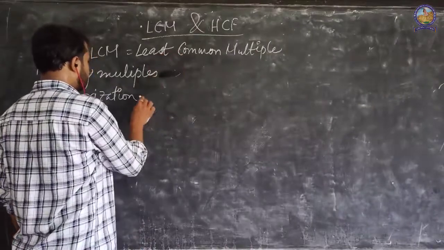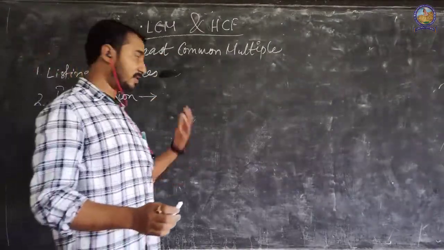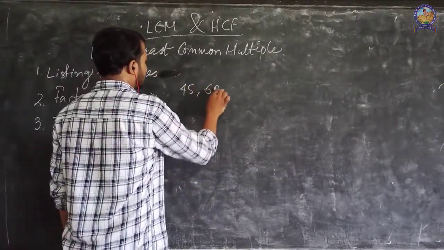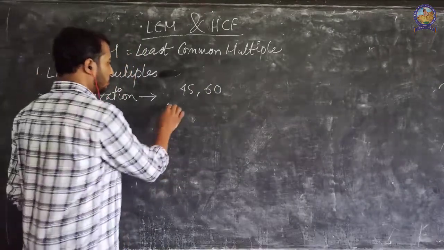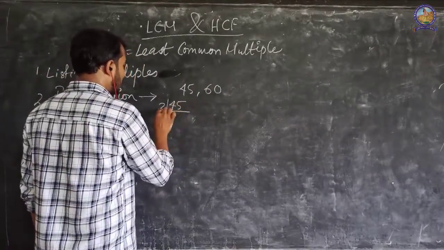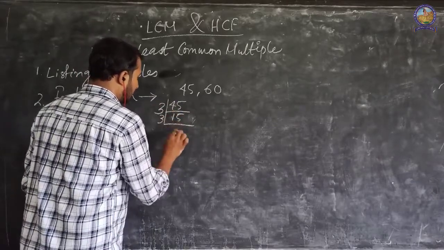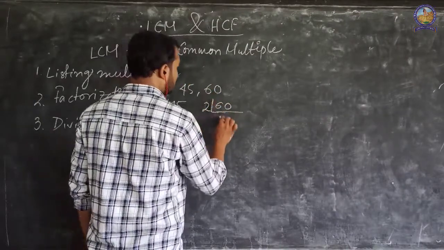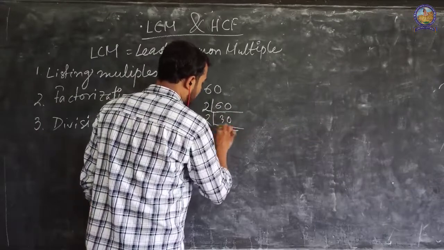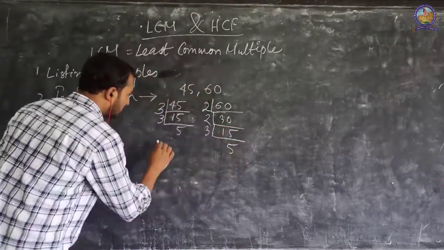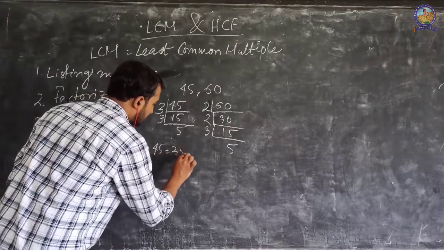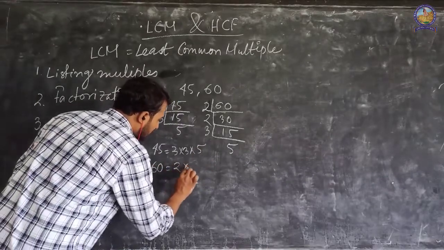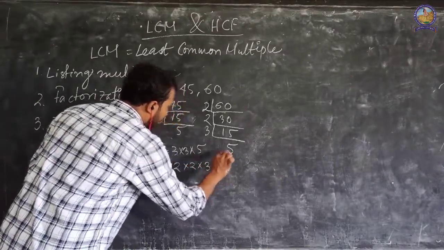So the next method is the prime factorization method. In this method, we are taking an example, suppose 45 and 60. Similarly, like the previous method, we have to factorize these. 45 is factorized by 3, that is 15, and 3 again, that is 5. 60 can be divided by 2, so 30. Similarly, we write 45 is equal to 3 multiply 3 multiply 5, and 60 is equal to 2 multiply 2 multiply 3 multiply 5.